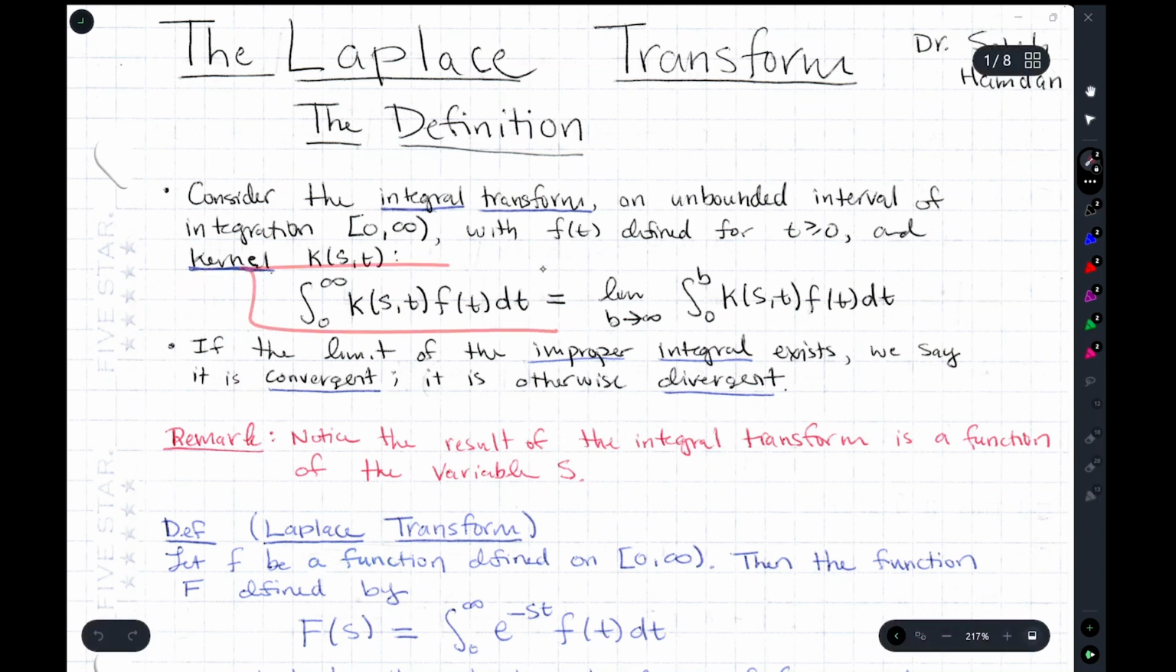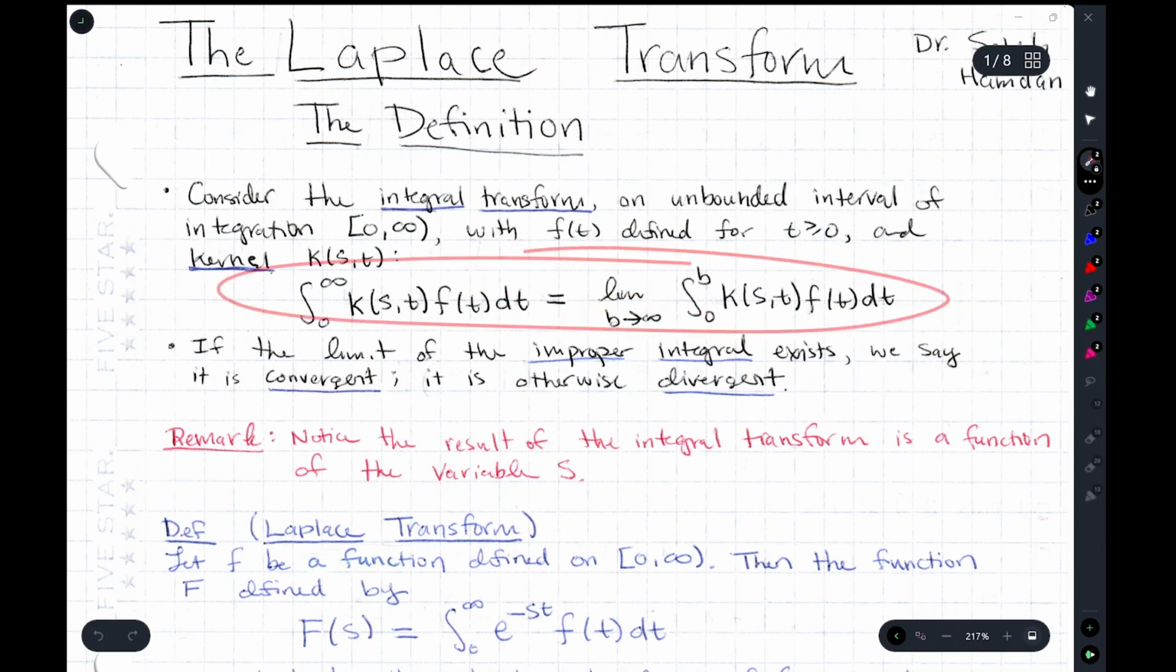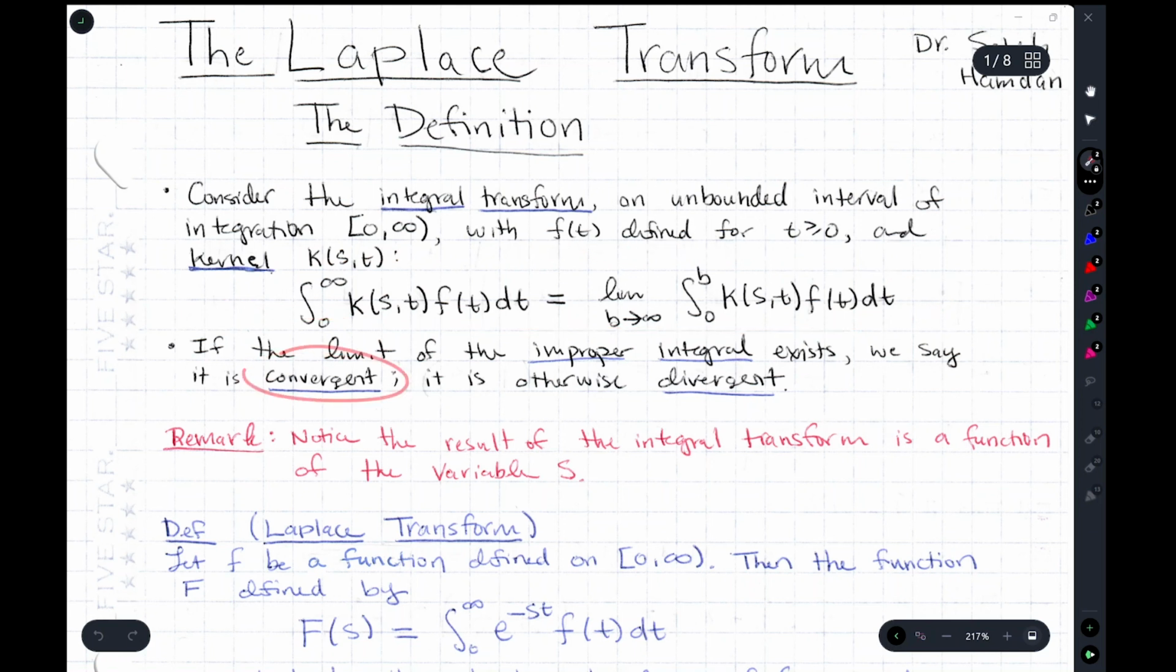So here's the integral transform, okay? What you do is you'll take this function, which you're going to transform, using this kernel, and you'll integrate this from 0 to infinity, right? It's an improper integral. And the way you do improper integrals is you integrate from the finite lower bound 0 to b. Then you'll have an expression that depends on b, and then you take the limit as b goes to infinity. If this converges, then the integral is called convergent, otherwise it's called divergent.